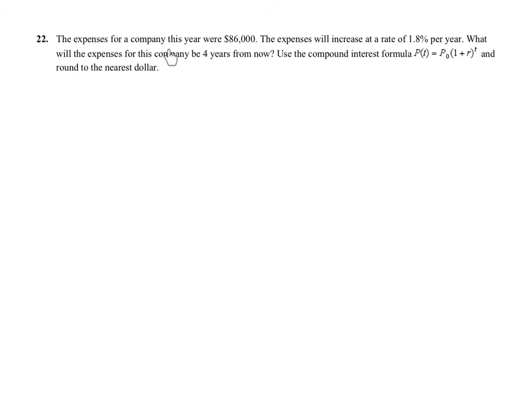The expenses for a company this year were $86,000. The expenses will increase at a rate of 1.8% per year. What will the expenses for this company be 4 years from now? Use the compound interest formula and round to the nearest dollar. So make sure we're rounding to the nearest dollar on this one. Our $86,000 is going to be our initial deposit, or our initial expense. Our rate is going to be 1.8%, and 4 years is going to be our T.